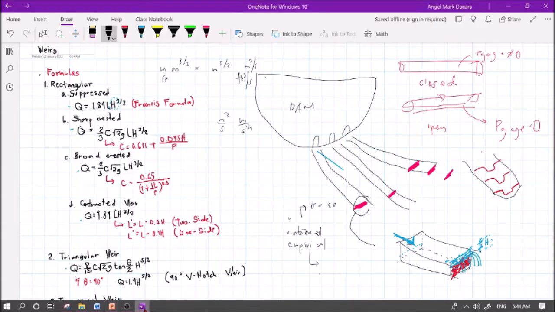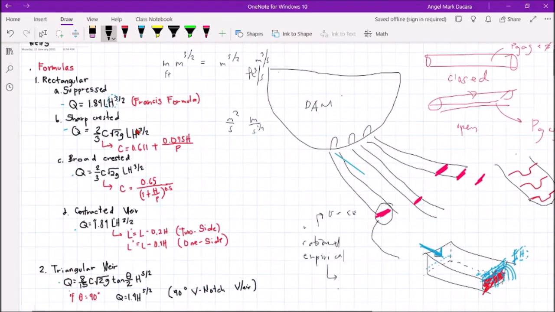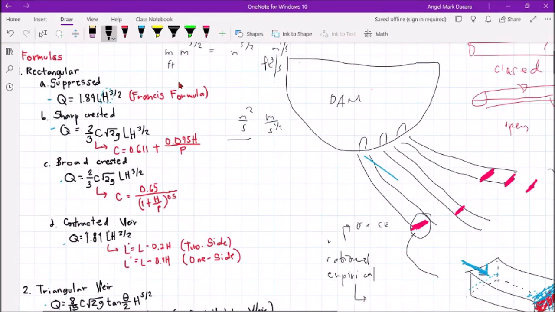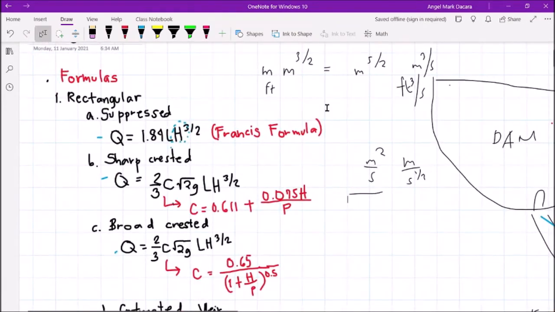O nga pala, bago natin, palakihin natin ito, I think masyadong maliit, lalo kapag sa cellphone ka nanonood.